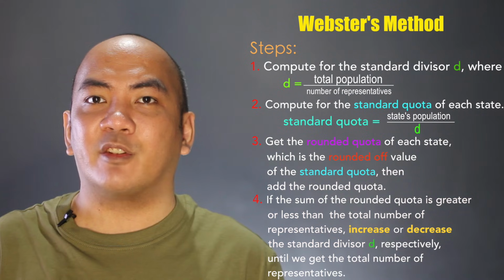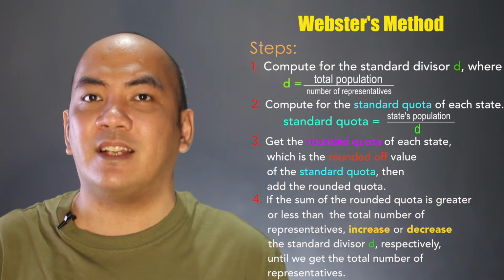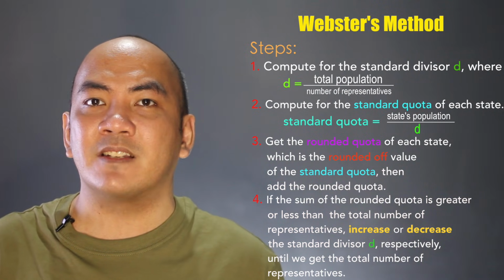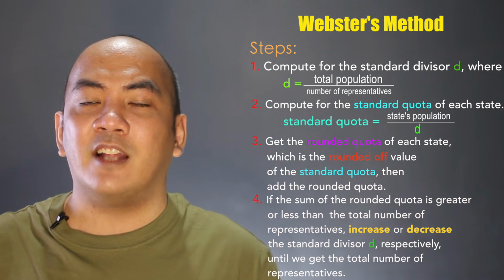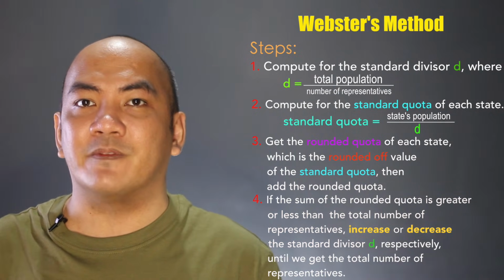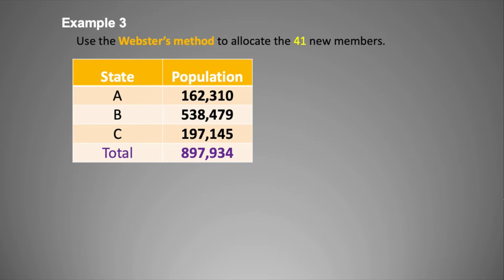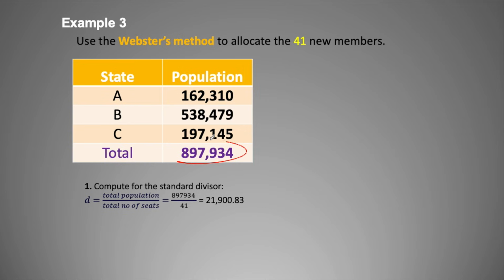But if the sum is greater than the total number of representatives, we increase the standard divisor. If the sum is less than the total number of representatives, we decrease the standard divisor until we get the total number of representatives. Using the same example, wherein the House of Representatives of a certain country needs 41 new members to divide among the three states A, B, and C, in which their population is 897,934. And using Webster's method, similarly, we have to compute for the standard divisor, which is the total population divided by the number of seats.